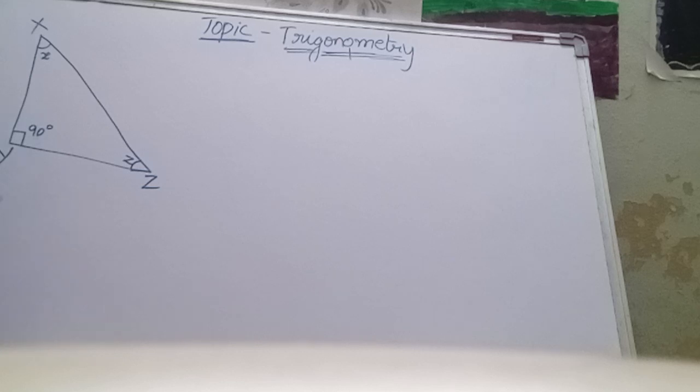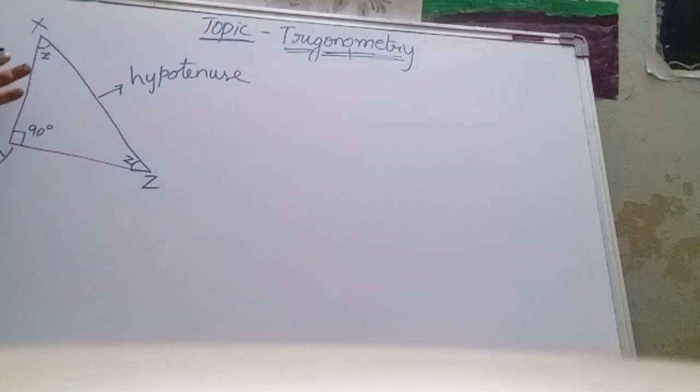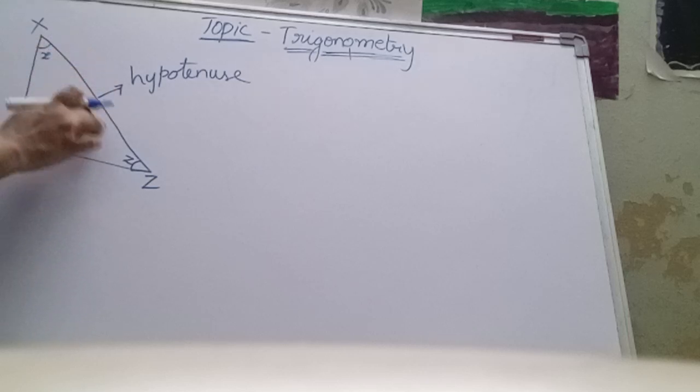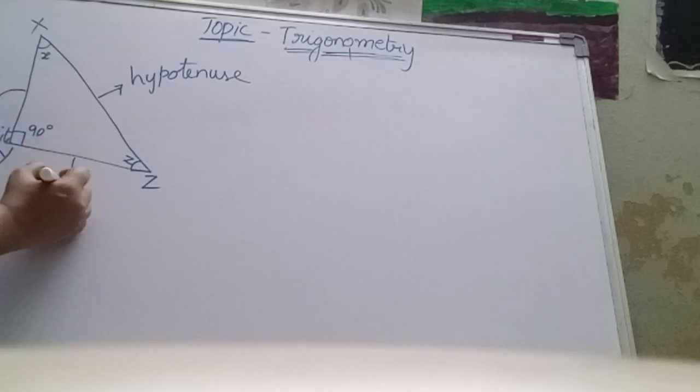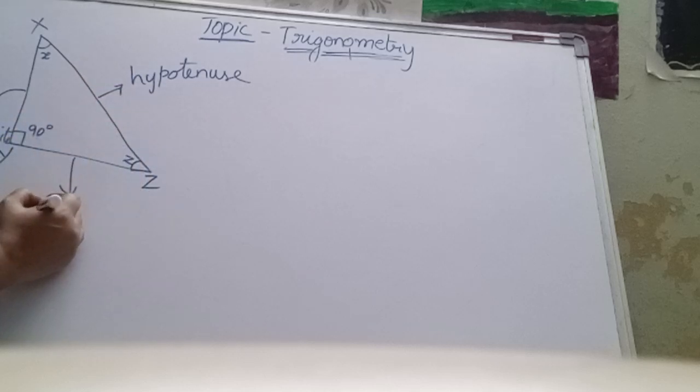Let us give the names for this right angle triangle. First of all, this is called the hypotenuse, right? Hypotenuse. Based on this hypotenuse, we will give the names to the remaining two sides. For the angle, this line is the opposite side. And this is the adjacent side.